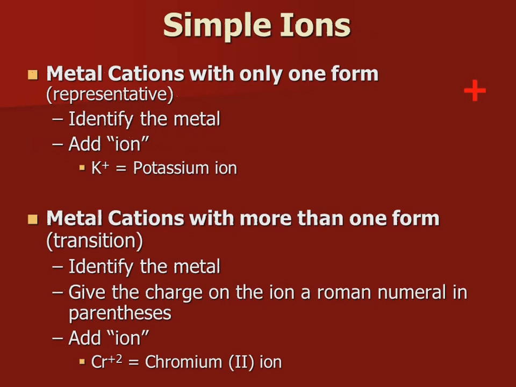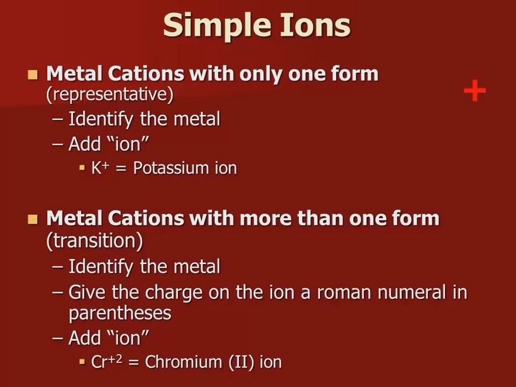Okay, let's talk about the simple ions first. Simple ions, where they're representative, meaning they're from the left side of the table, okay? They're not the transition, which is that middle portion. The way we name these, very original. We identify the metal. We add the word ion. Potassium ion. Magnesium ion. Beryllium ion. Seems pretty simple, right?